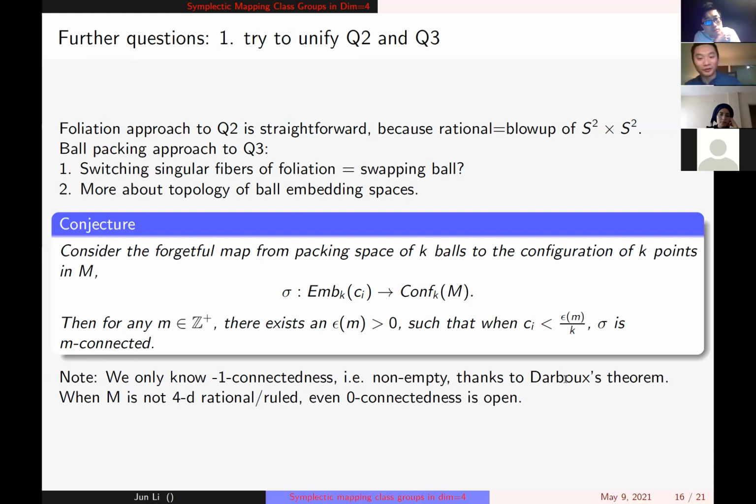That's actually a Darboux theorem. I mean, when we control the ball sizes to be very small, we are always able to embed it into the Darboux chart. Now the next level, even the 0 level, which means the connectedness of embedded balls, is still open for almost everything that's not a 4-dimensional rational ruled manifold. Okay, so this conjecture in full generality is too ambitious, but probably for ruled surfaces, there is something to say. Okay, so that's the first thing we want to ask.